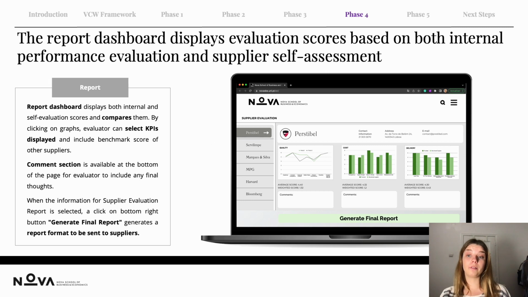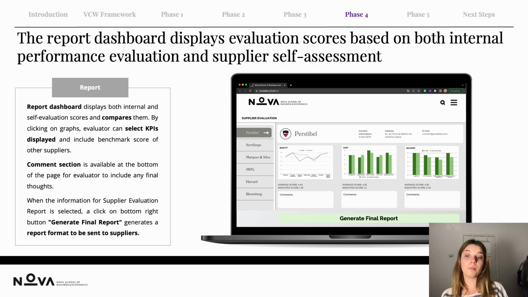So the final part of our prototype is then the report dashboard, which displays detailed evaluation scores and combines the results of supplier self-assessment survey as well as the internal evaluation by Nova SBE Procurement. By clicking on the graphs, the evaluator is also able to customize the report by selecting the KPIs they would like to display, including benchmarking either with other suppliers or with evaluation results from previous periods. A comment section is also available to include any final thoughts.